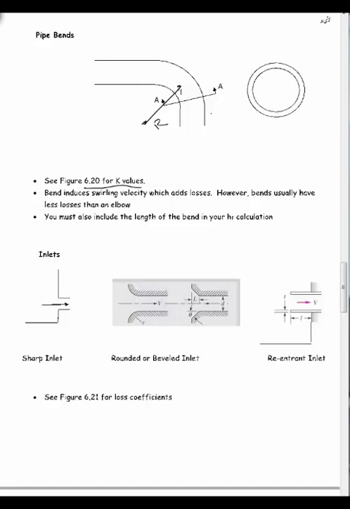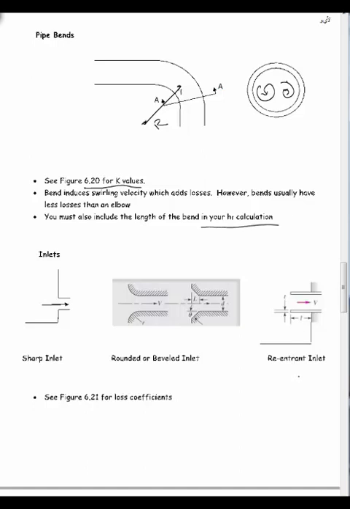When you go around these bends, again, the inertia is going to cause some separation, and you're going to get some circulation in this direction in the bend here. So you're going to get losses due to that. Usually not as bad as elbows, though elbows are usually sharper. And again, you want to include the length of the bend in your HF calculation.